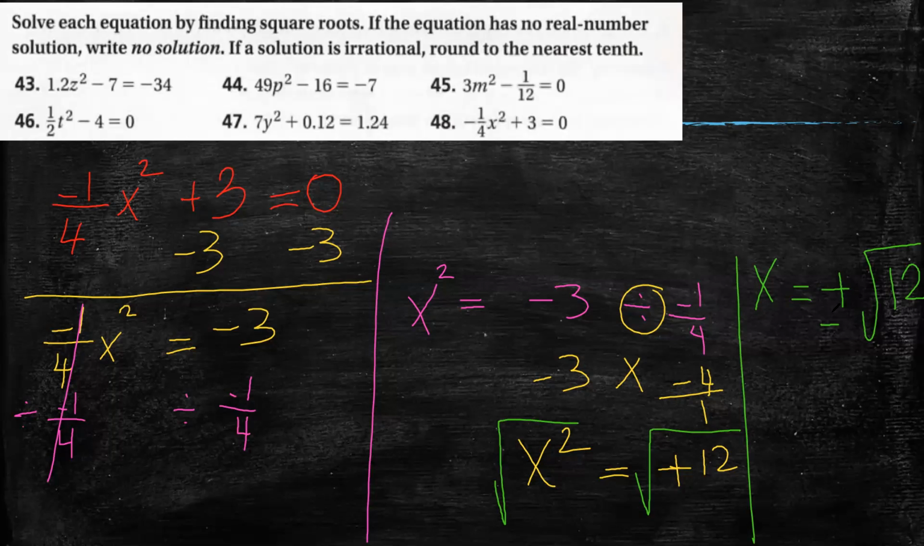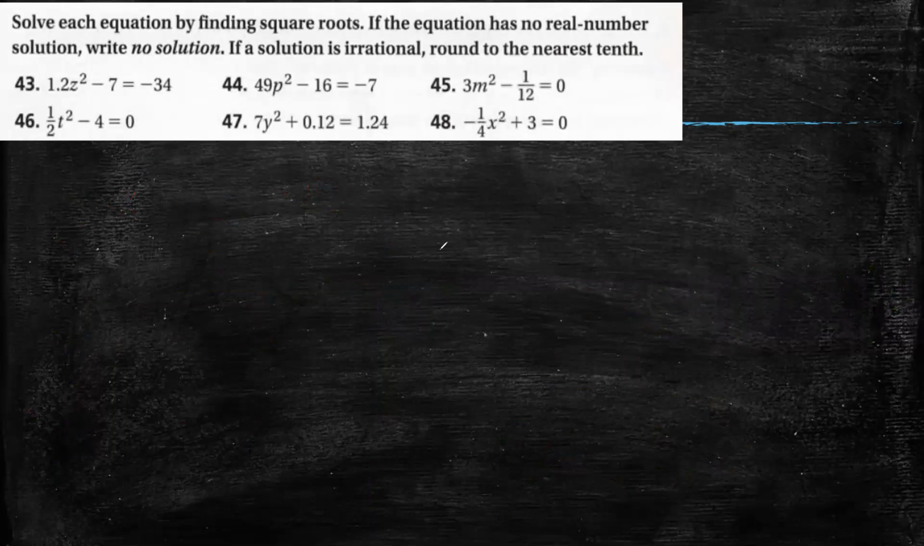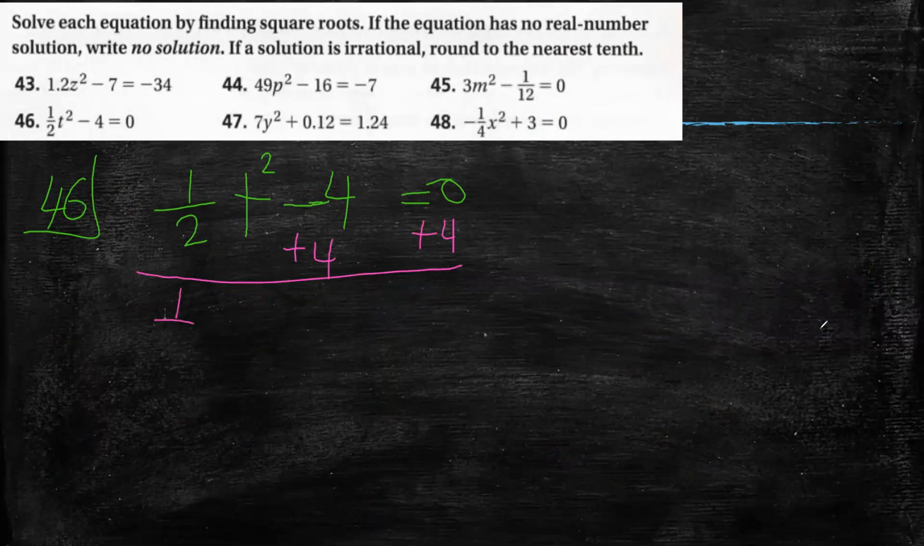So let's do number 46, which has the same idea. In number 46 here, we have half t squared minus 4 equals 0. What is the first step? Isolate the numbers, plus 4, plus 4. So I have now half t squared equals 4. Then divide by half, divide by half.